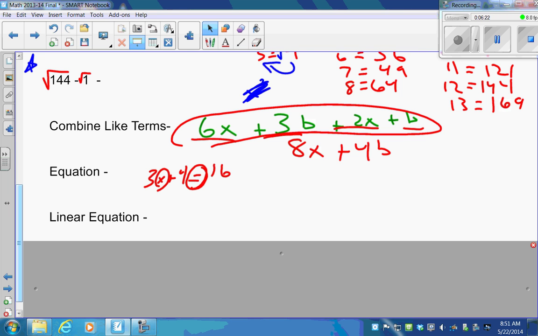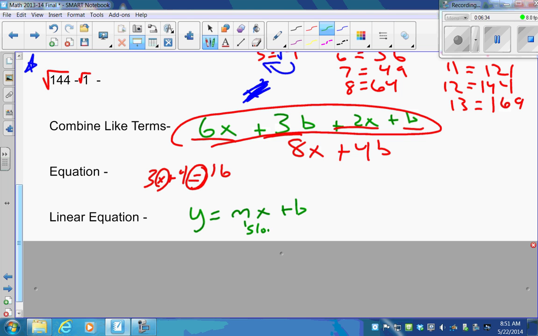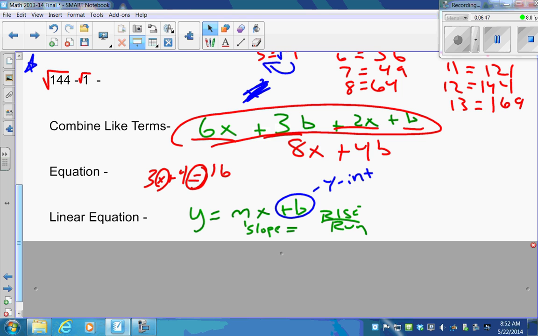Linear equation, y equals mx plus b. That is my linear equation, and my m is my slope. And slope is equal to rise over run. And my b is my y-intercept. I know I'm going through these quickly, but make sure you have these notes. We will go into more detail on this later in the recording.